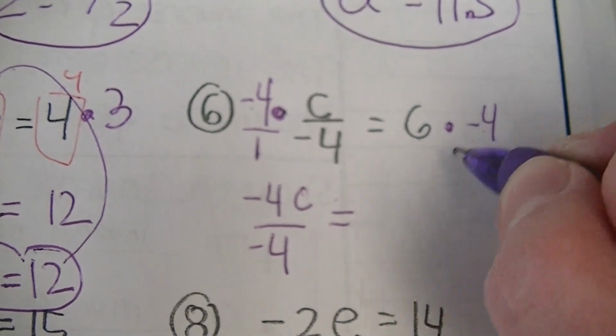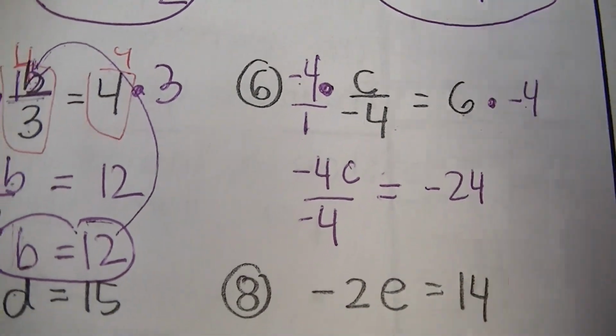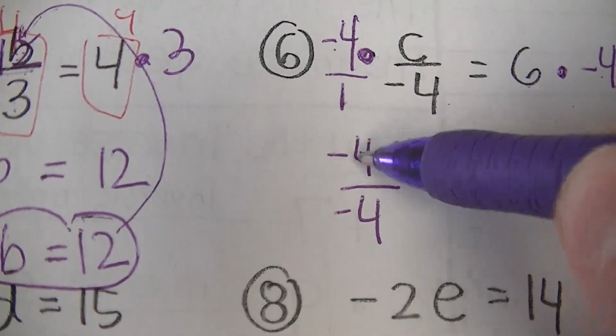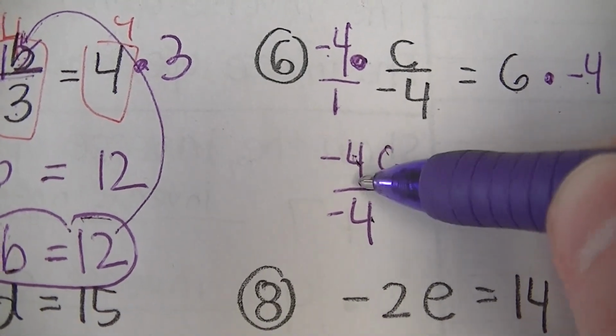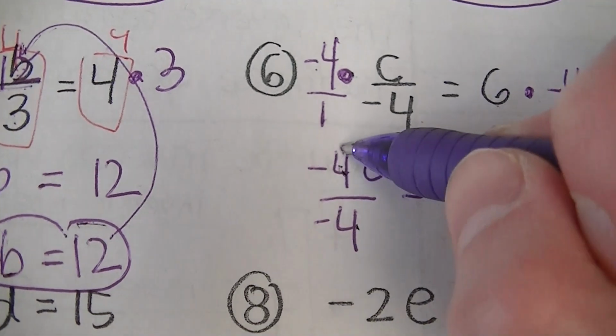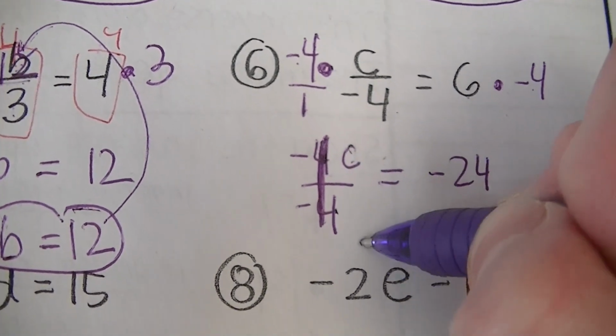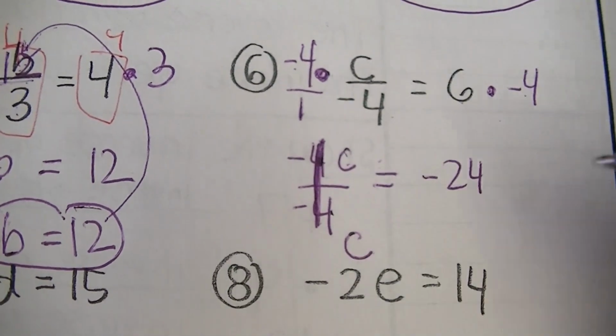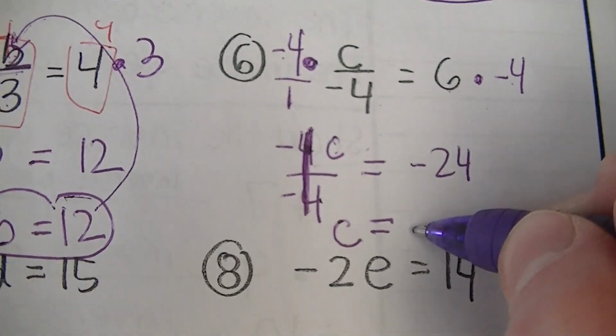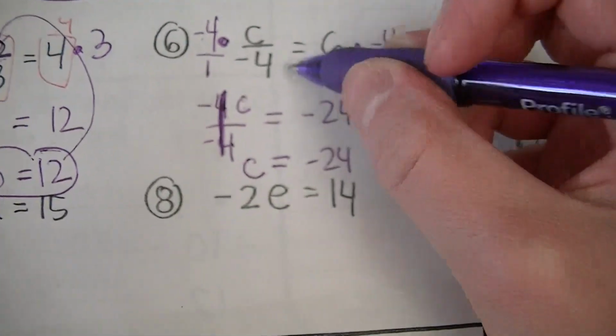6 times -4 is -24. Okay, so right here, what's -4 divided by -4? Any number divided by itself is 1. So -4 divided by -4 is 1. We're left with 1c, or you can just write c like that. There's only one c chilling right there. C is equal to -24. The value of c equals -24.